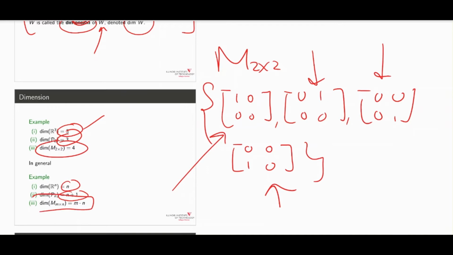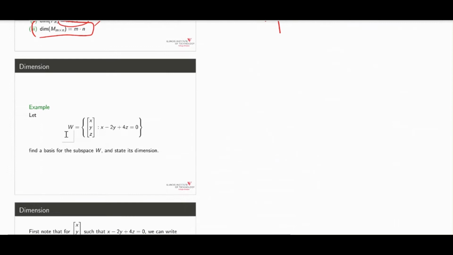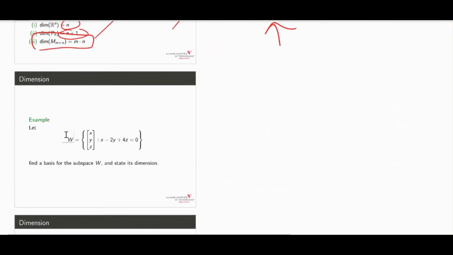And you can also see that in general, the dimension of the vector space consisting of matrices of size m by n is m times n. Okay, you can use the multiplication rule to see that. Okay, so let's look at the next example. So this one is going to be slightly more complicated.